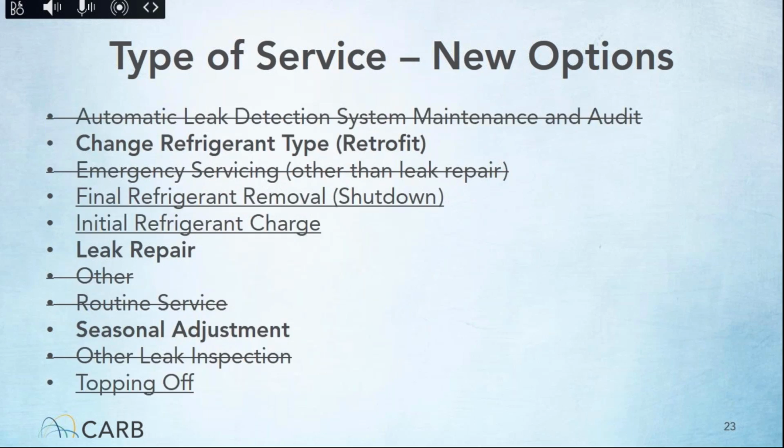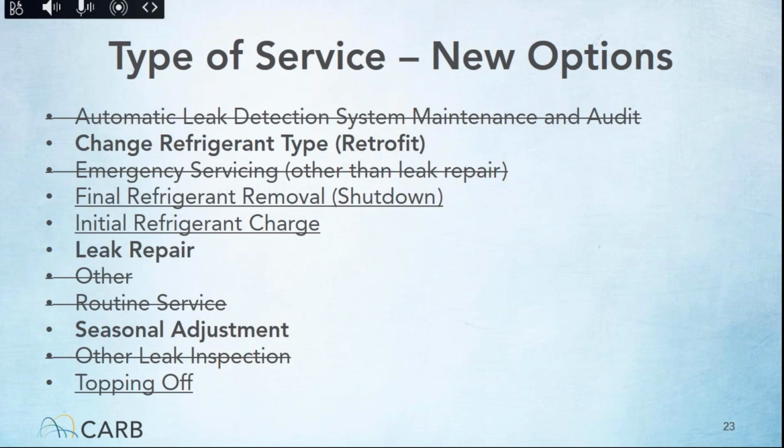Obviously, the automatic leak detection, system maintenance, and audit has been moved to tab 3. We've left the retrofit option there, but we've removed options such as emergency servicing, other routine service, and other leak inspection. Most of these were either vague or didn't have to do with the refrigerant. Again, the goal of this rule is to help reduce leaks in refrigeration maintenance. And if there's any maintenance going on in these systems that doesn't directly involve the refrigerant, it's not something that the rule really cares about, and it's not something that needs to be reported. So we've helped remove these.